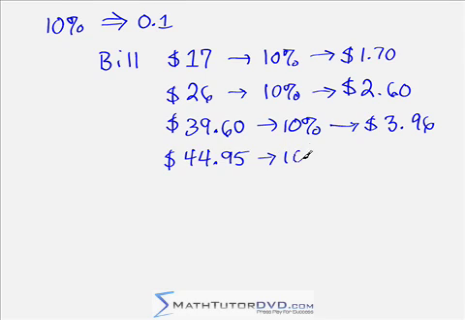Now this one's a little interesting, and the reason is that if you just take this decimal and move it to the left, you're going to get $4.495. And this is a weird looking number when you're talking about money because we always have 2 digits after the decimal. We don't want 3 or 4 digits, so basically you round up here. So if I were going to put this on a check, I would just round it up to $4.50.